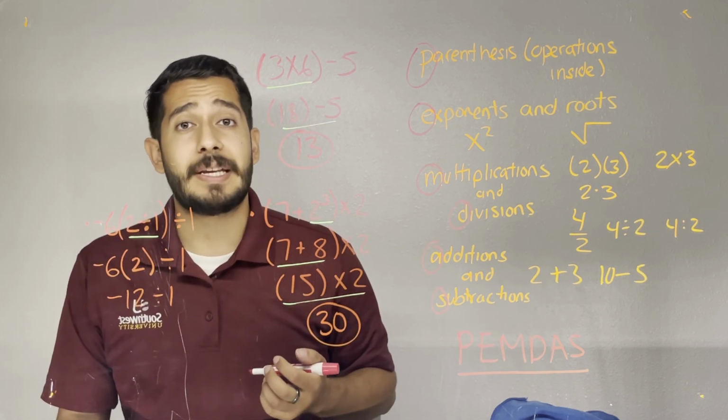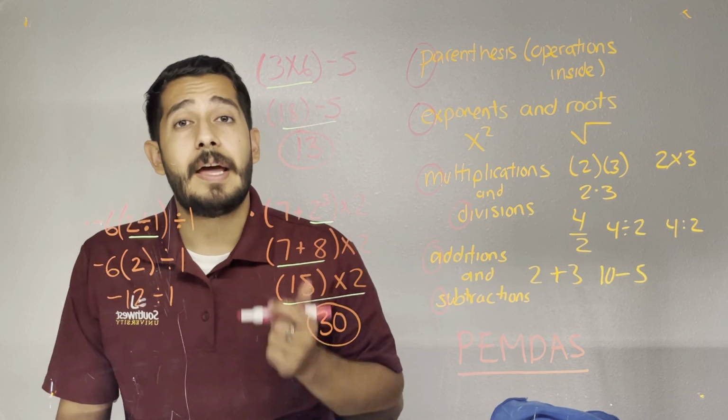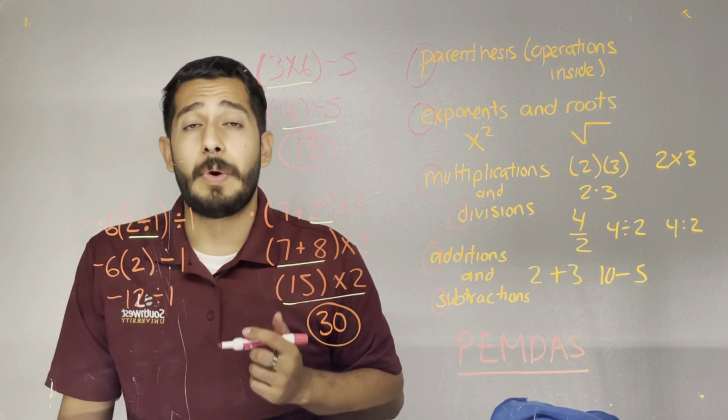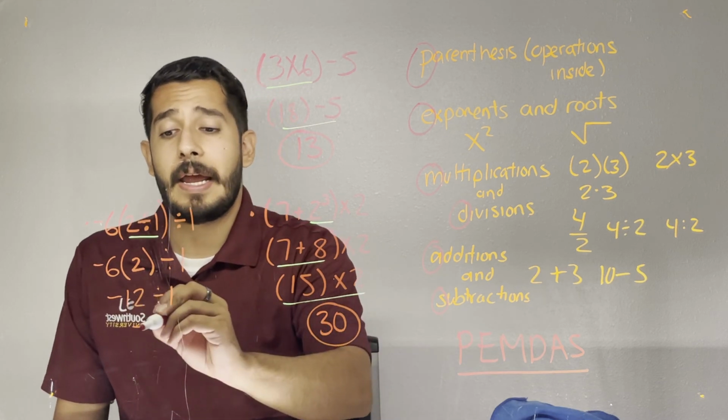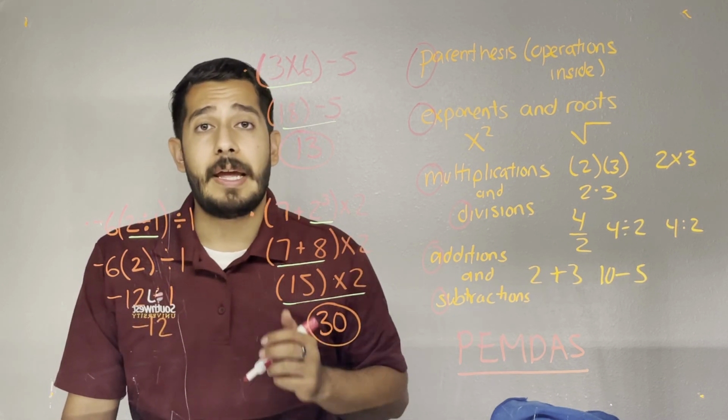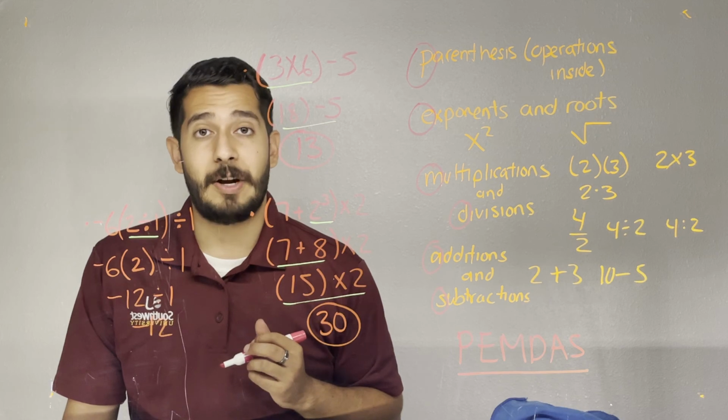Now, as you can see, the only thing that's left over is going to be a division. So we have negative 12 divided by 1, and that's going to be the result of my simplified expression.